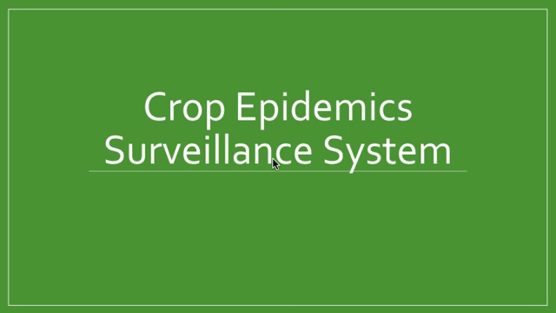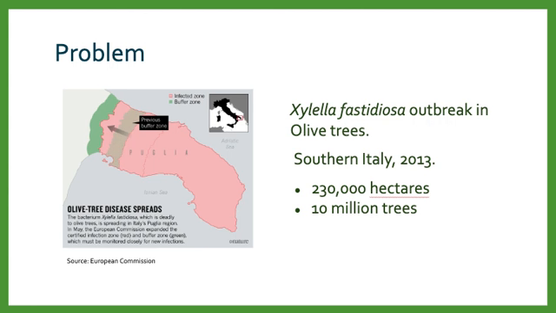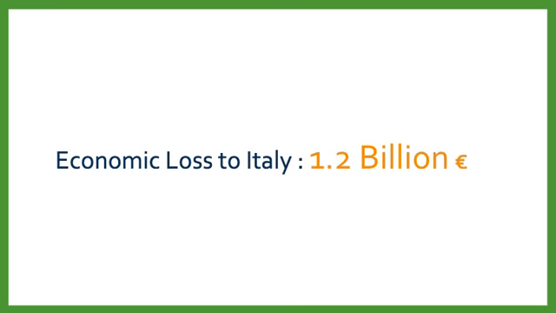We are working on a crop epidemic surveillance system by looking at Copernicus satellite data. The problem we see is very simple. There are lots of epidemics, like the olive tree epidemic in southern Italy, which affected about 230,000 hectares of land and 10 million trees. The economic loss to Italy because of all the olive trees that were lost was approximately 1.2 billion euros.